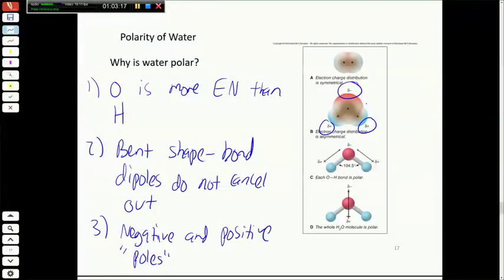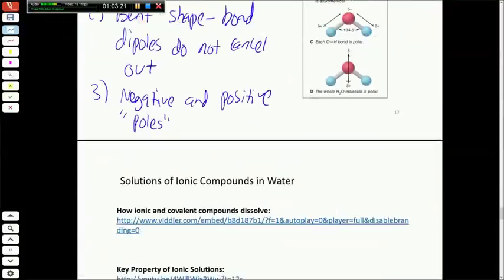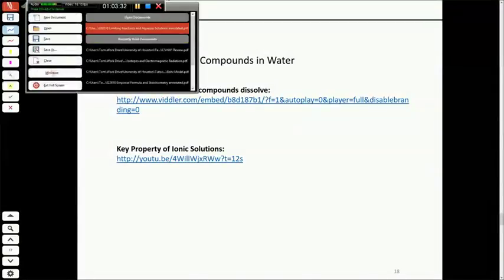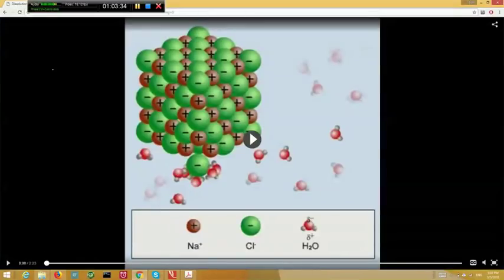And so what we're going to look at here then are a couple of videos of this. We're going to look at a molecular level picture of what happens when ionic and covalent compounds dissolve in water. And so let me minimize this and go to the video. So that's this video here. I have the link in the, I hope it still works. I haven't checked it in a while. So here's what we have.